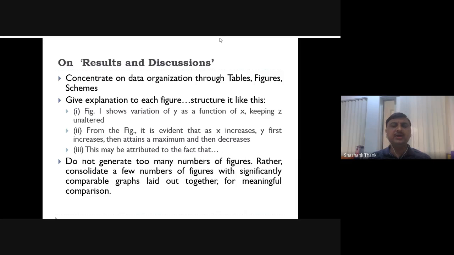And do not generate too many. Try to combine a few figures together. Do not generate 10-15 figures if you have different sets of data. Can you have one figure with 3 or 5 sets of data presented simultaneously, and then compare these different sets of data? Too many figures will create trouble for readers to understand it. So rather consolidate a few figures with significantly comparable graphs laid out together and then you can have a meaningful comparison.